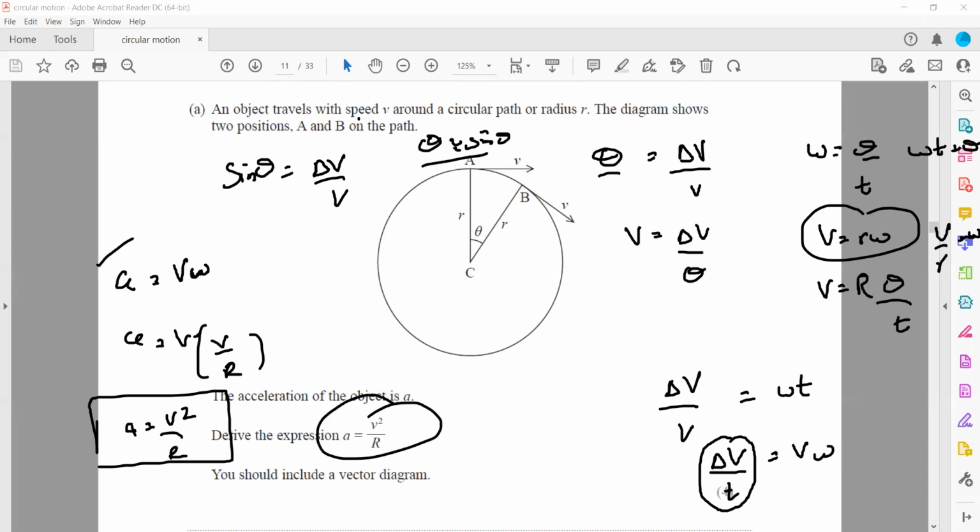Is it clear? This derivation is important from the exam point of view as well.